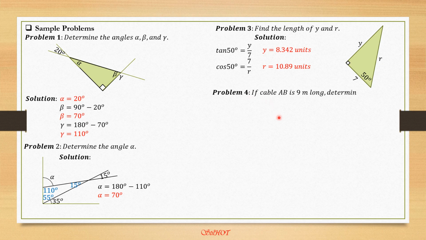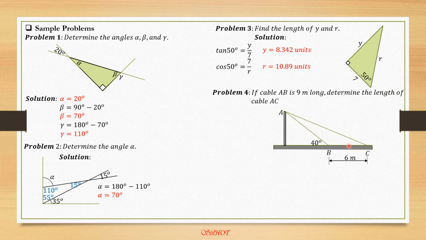Problem 4, if cable AB is 9 meters long, determine the length of cable AC. You can use right triangle application here, but for simplicity and shortness of solution, let's just use law of cosines, because we're required to find the length of cable AC. So this is 40 degrees, and the length of cable AB is given as 9 meters. Then this is 6. The measure of this angle is 180 minus 40.